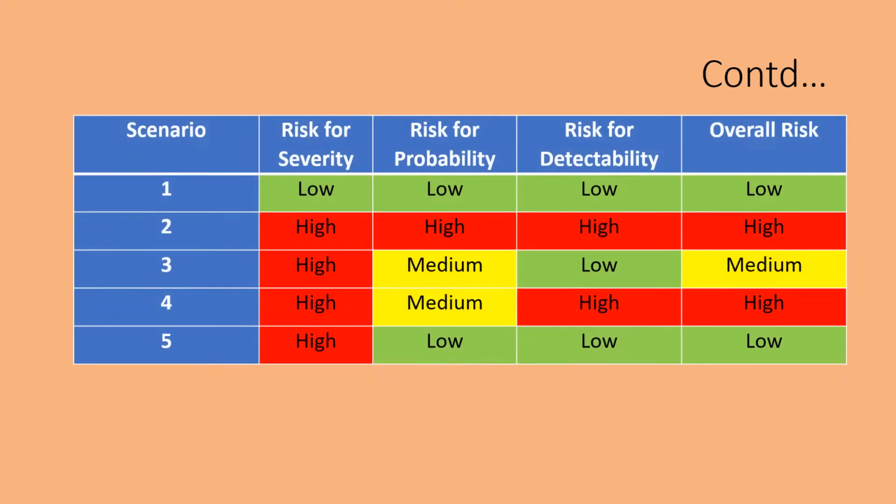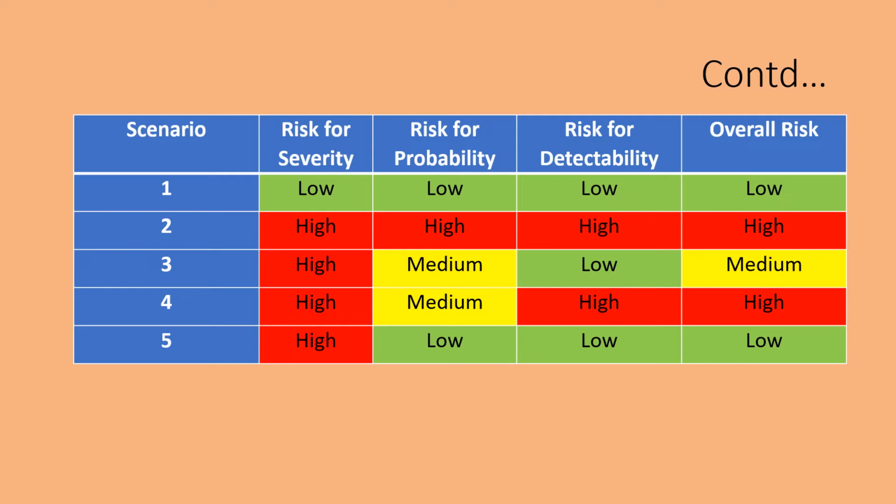Let us see how the risk classification is done for FMEA. See this chart. In scenario 1, risk for severity is low, risk for probability is low, and risk for detectability is also low. That means the overall risk is low. Scenario 2: risk for severity is very high, risk for probability is also high, risk for detectability is also high. That means everything is high. So overall risk is high.